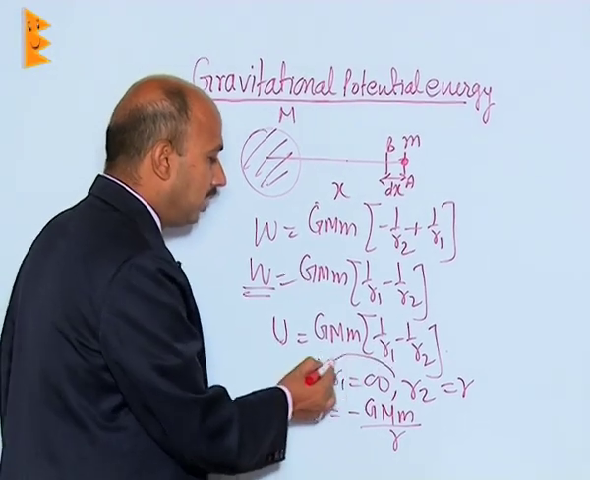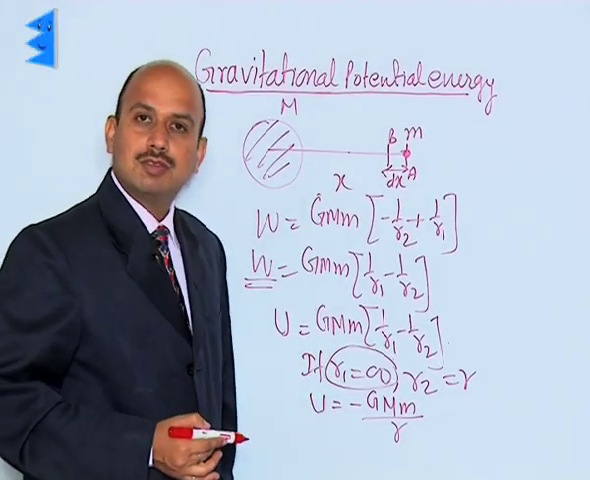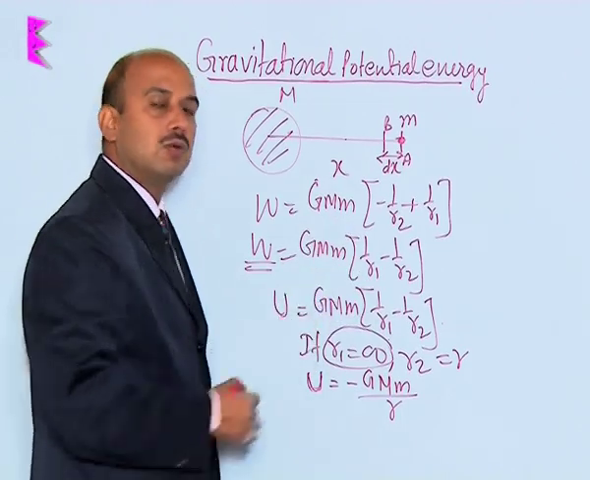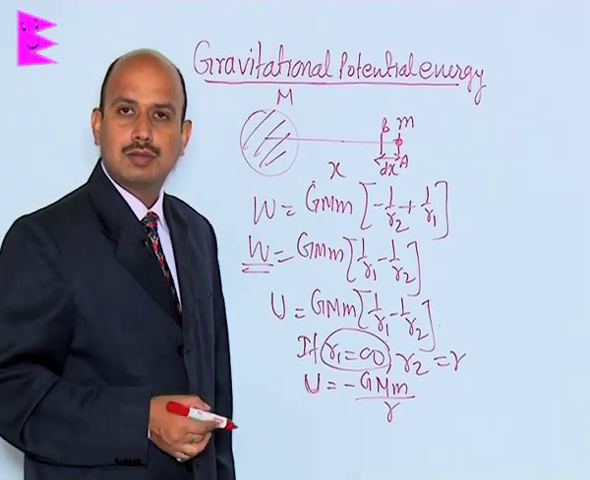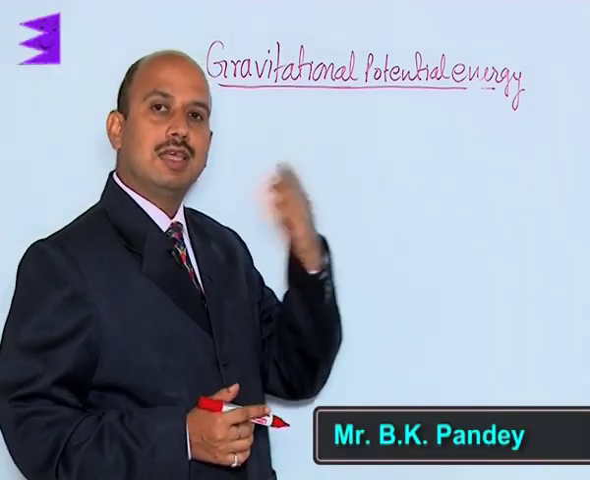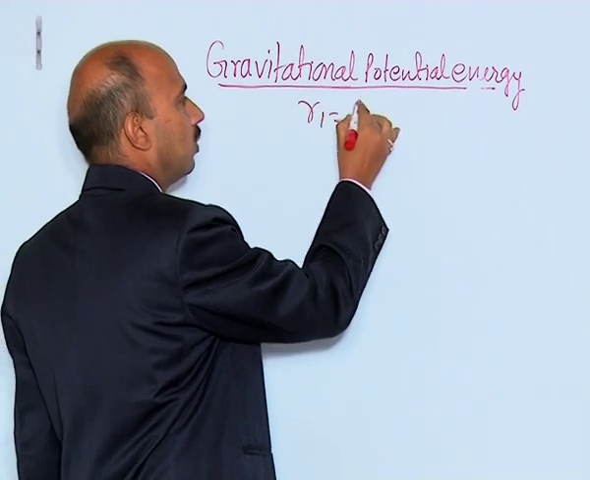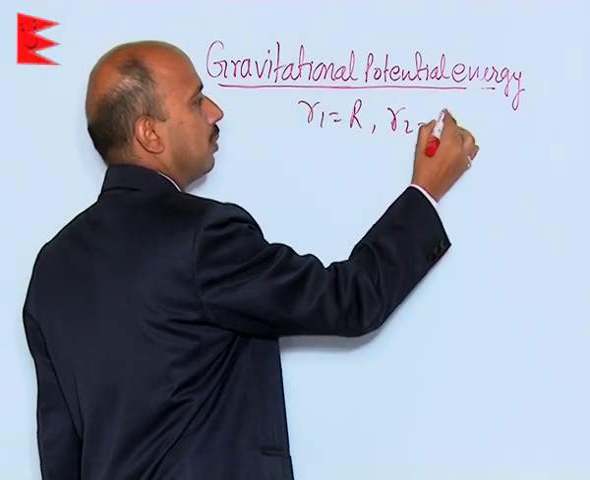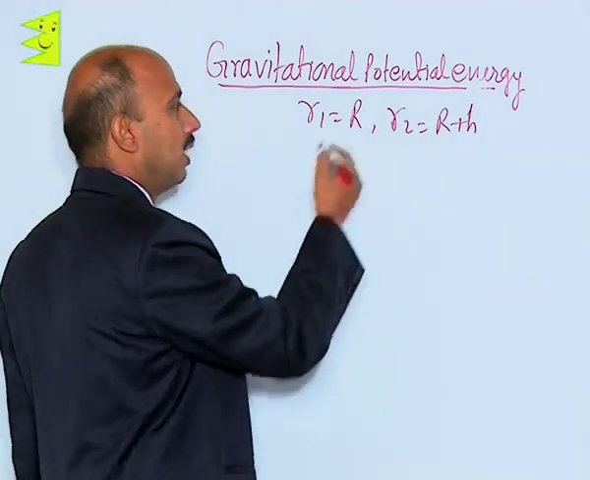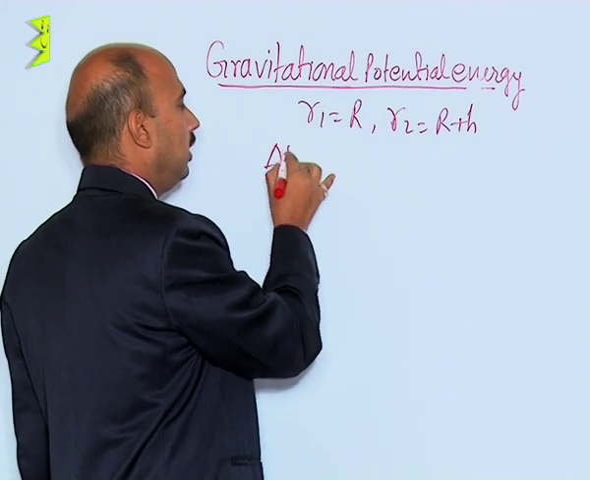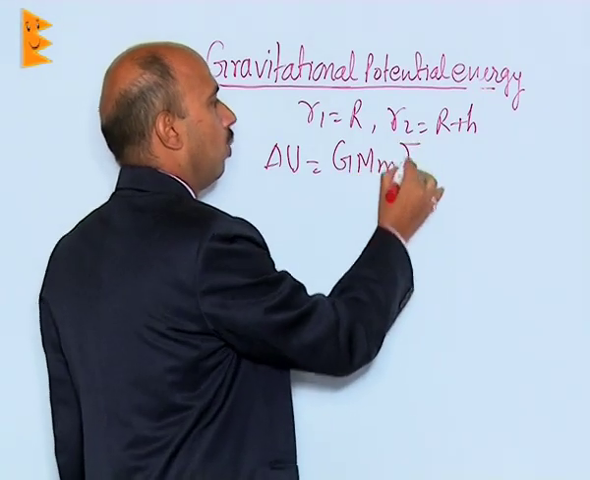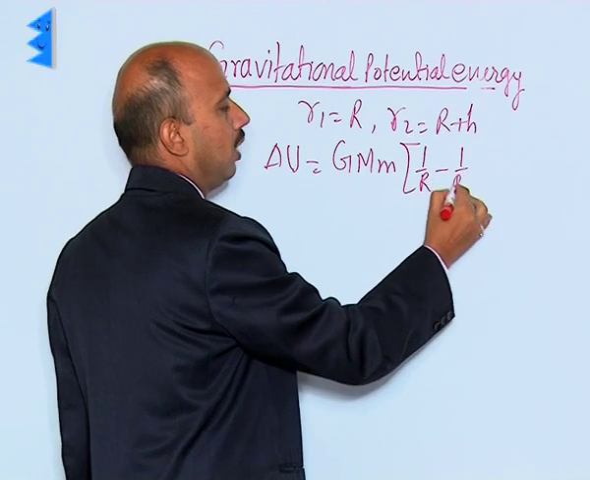So, when the body is at infinite distance, its gravitational potential energy is zero, and when the body is at distance R, gravitational potential energy U is equal to minus GMm upon R. Now, suppose the body is moved from the surface of the earth to the height h, then we can write R1 is equal to R and R2 is equal to R plus h. Then the change in potential energy U is equal to GMm into 1 upon R minus 1 upon R plus h.